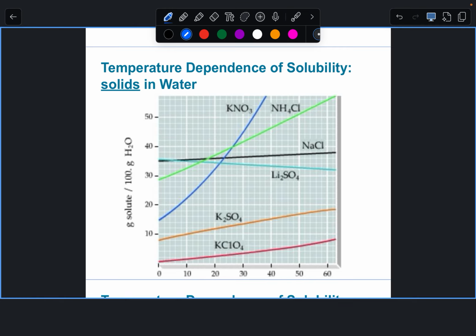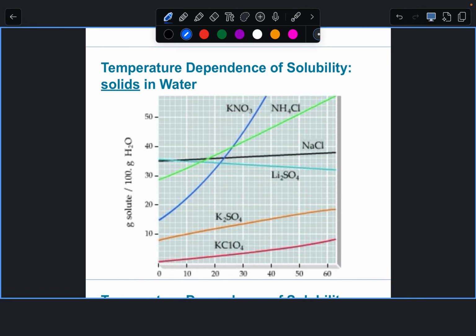So if you have 100 grams of water at 20 degrees Celsius, you're able to dissolve, it looks like maybe 2.5 grams of potassium chlorate. Okay, so 2.5 grams would dissolve at that temperature. If you added 5 grams in there, 2.5 of it will dissolve and 2.5 of it will be sitting on the bottom of the container. That would be a saturated solution. Some of it's dissolved, some of it's not.